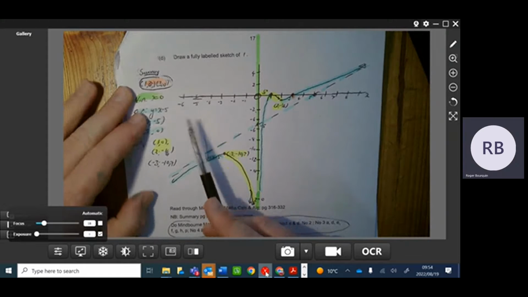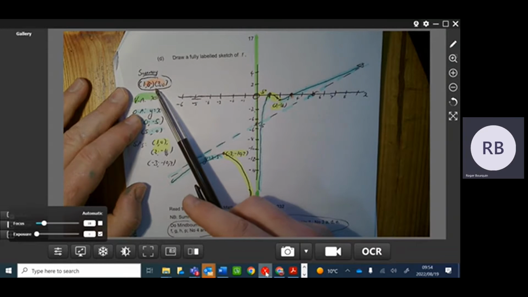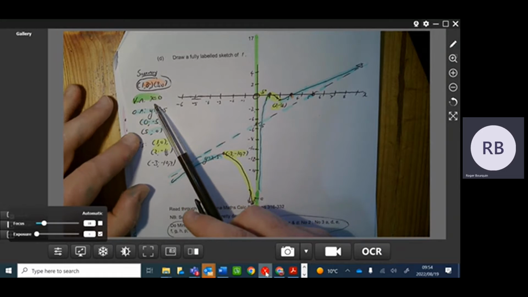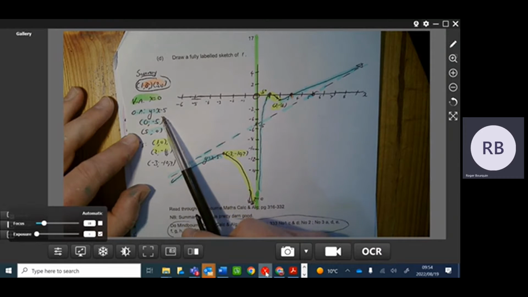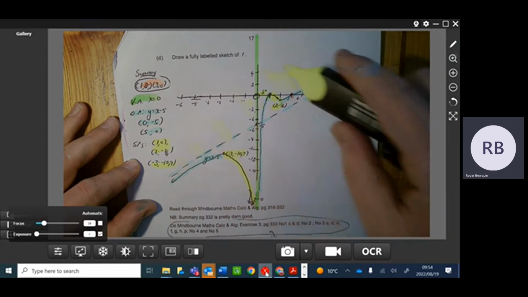Okay, remember this function, a summary of it: it had intercepts at (1, 0) and (3, 0). We worked out there's a vertical asymptote at x equals 0, and an oblique asymptote y is equal to x minus 5. Those are the intercepts of that. Stationary points at (1, 0), (2, -1/4), and at (-3, -10/7).